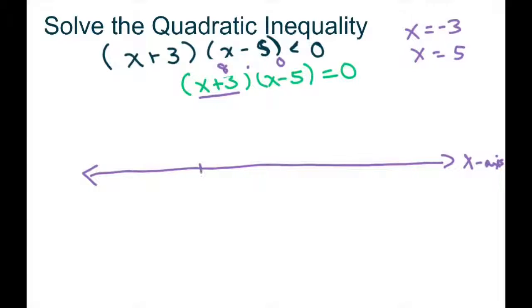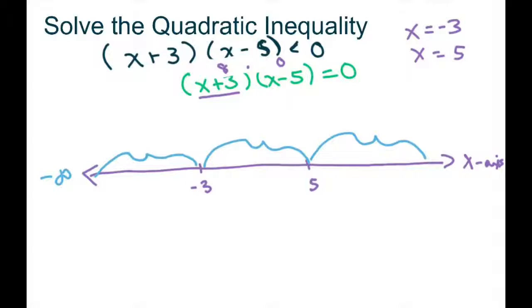I'm going to put negative 3 here. I'll put 5 somewhere here. It really doesn't matter. And so with this, I have to check 1, 2, 3 intervals. So this is going to negative infinity, and this one's going to infinity on the x-axis.